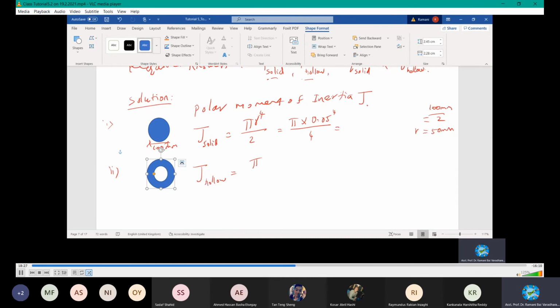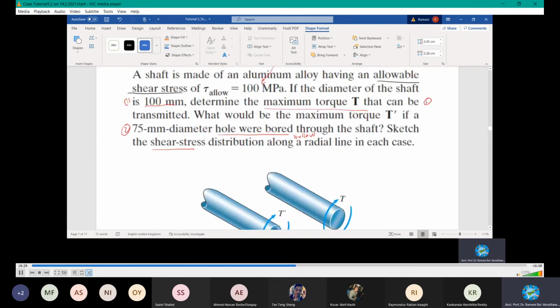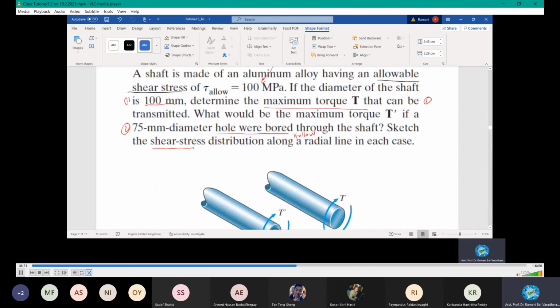Diameter, inner diameter. How much is removed? The material of the question. The material of 75 mm is removed. The rest is 25 only. Okay. The rest is 25 only. Am I right? Is the question correct? 75 mm drawn out. 100 is original. 75 mm hole is made out. The rest will be 25.